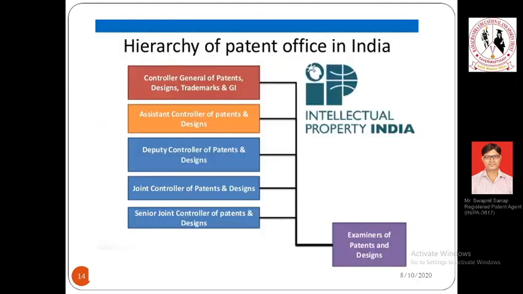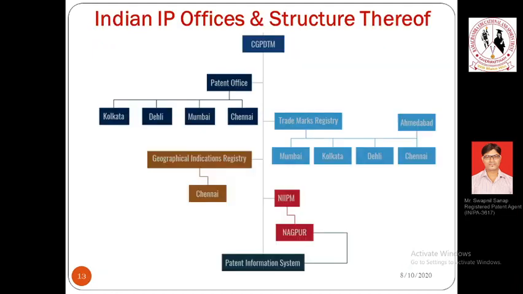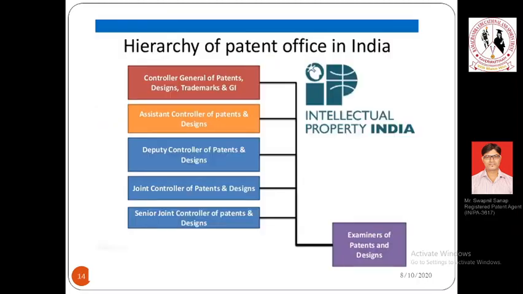Hierarchy of the patent offices in India. Now guys, you must have noted that we are moving step by step towards the main goal of this workshop, that is patents, right? So here we are going into a bit more detail about patenting. You may have noted in the earlier slide that patent offices are distributed in four jurisdictions, that is Kolkata, Delhi, Mumbai and Chennai. Now every patent office has this structure or hierarchy.